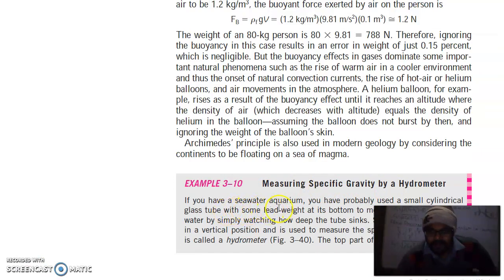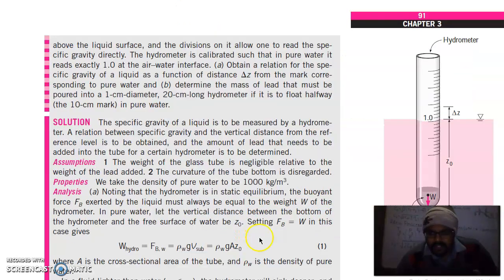If you have a seawater aquarium, you have probably used a small cylindrical glass tube with some lead weight at its bottom to measure the salinity of the water by simply watching how deep the tube sinks. Such a device that floats in a vertical position and is used to measure the specific gravity of a liquid is called a hydrometer. The top part of a hydrometer extends over the liquid surface.